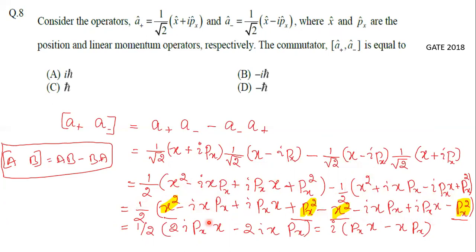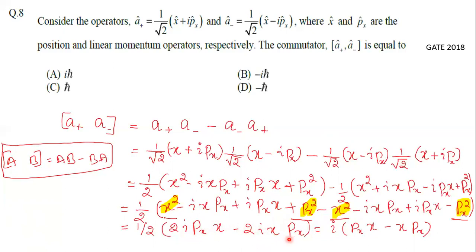In this step, the terms which are highlighted will get cancelled. Then we are finally left with 1 by 2 times (2i px x minus 2i x px). Now we cannot cancel these two because the operators do not commute, AB is not equal to BA. That's why we should not cancel this.